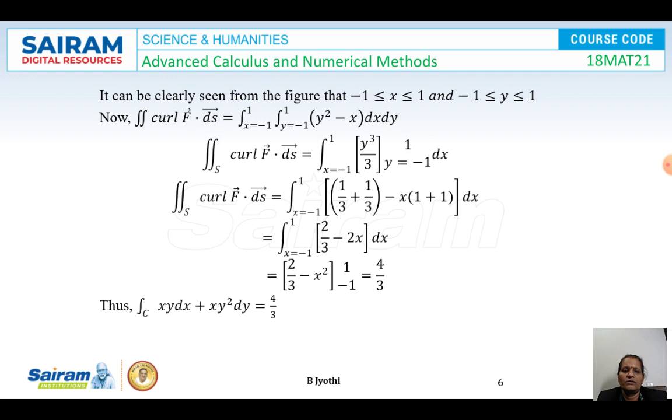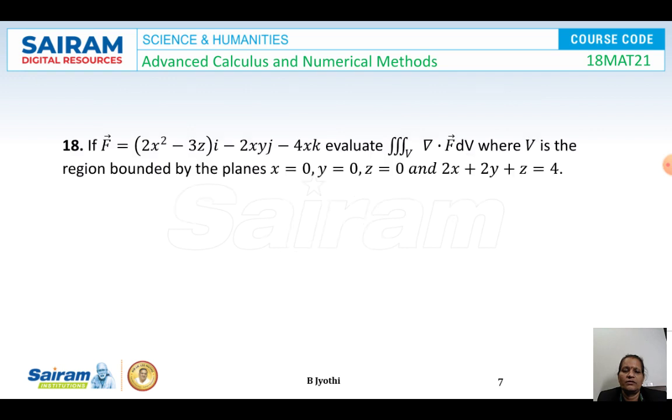Next problem. If f is equal to (2x squared minus 3z) i minus 2xy j minus 4x k, evaluate the triple integral of del dot f dv, where v is the region bounded by the planes x equal to 0, y equal to 0, z equal to 0 and 2x plus 2y plus z equal to 4.